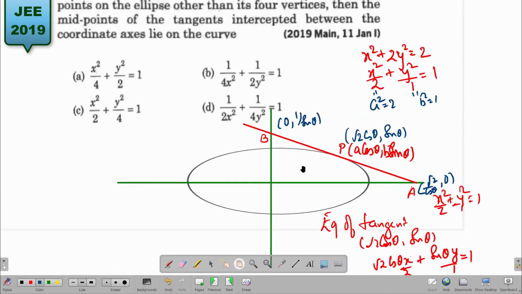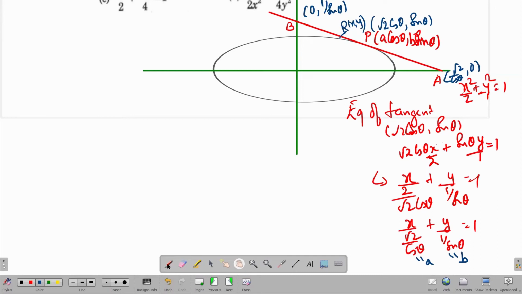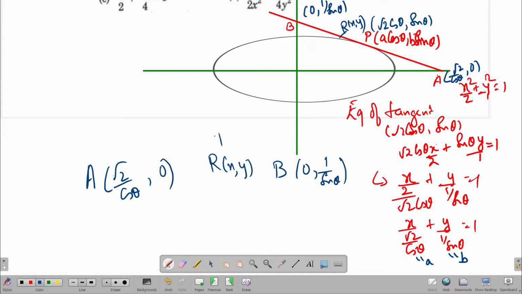Now what else do I have to find? We have to find the midpoint. We have to find the locus of midpoints of the tangent intercepted between the coordinate axes. That means the locus of midpoint of AB. Let that point be R, (x, y). Now I just have to follow the given condition: A is root 2 by cos theta, comma 0, and B is 0, comma 1 by sin theta, and R is the midpoint. So we apply the midpoint formula. After using the given condition and eliminating theta, we get the locus.